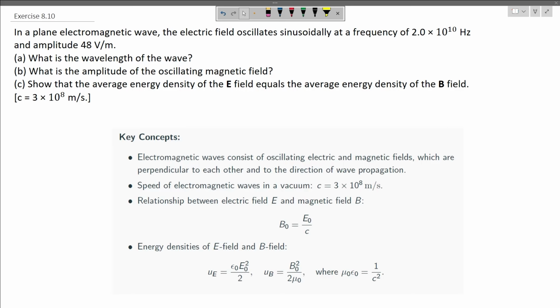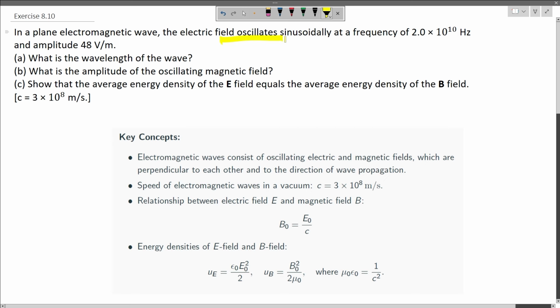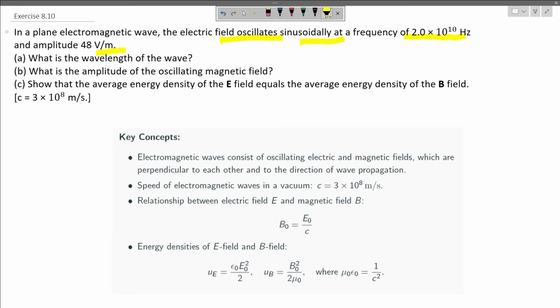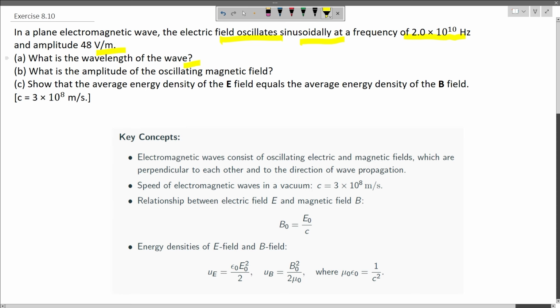The question says that in a plane electromagnetic wave, the electric field oscillates sinusoidally at a frequency of 2 × 10^10 hertz and an amplitude of 48 volt per meter. What is the wavelength of the wave, and what is the amplitude of the oscillating magnetic field?